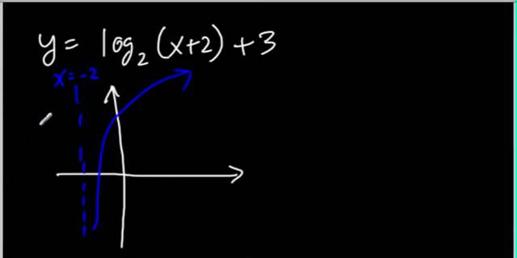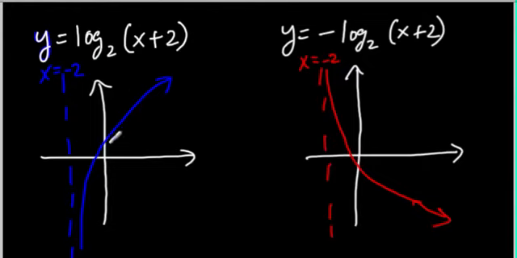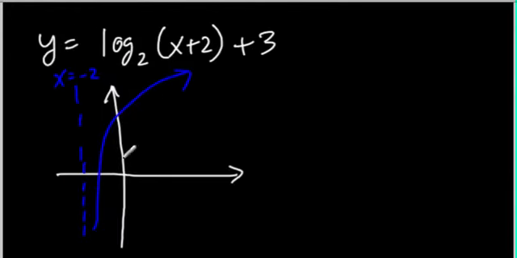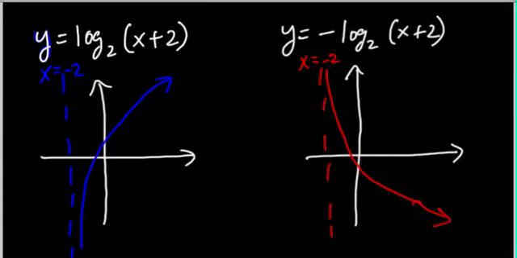So the difference between this graph right here and the previous one is that this graph is just a little bit taller, a little bit higher. But the asymptote remains the same, just as it does for this one, right? So there's no real difference in this case.